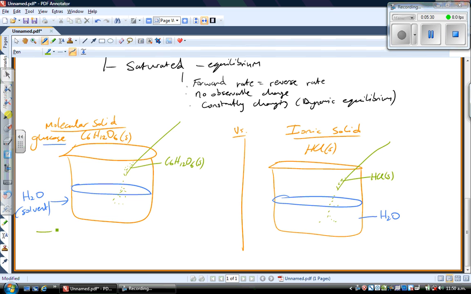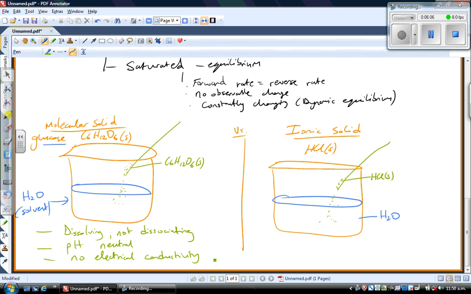For the molecular solid, it's dissolving, so I'm sure you've all seen a nice large cube of sugar get smaller as it dissolves in water, but it's dissolving, not dissociating. And remember, dissociation is when an ionic compound splits up into its component ions because of the activity of water. So because there's no ions formed, this system will be pH neutral, and it will have no electrical conductivity.